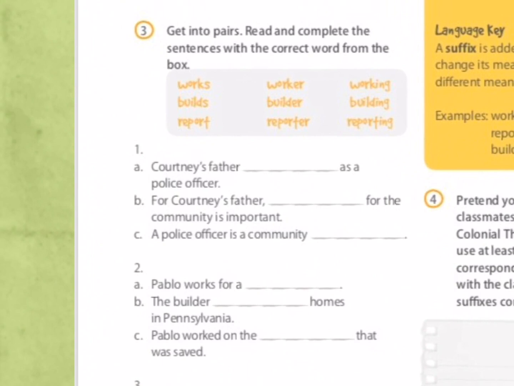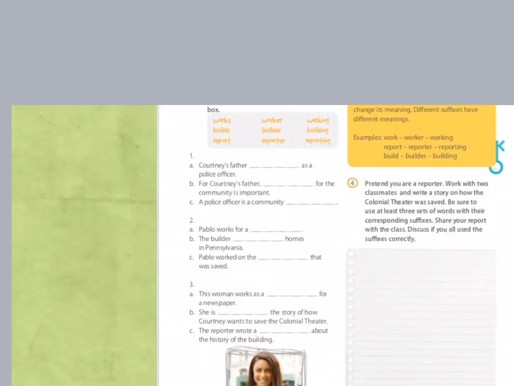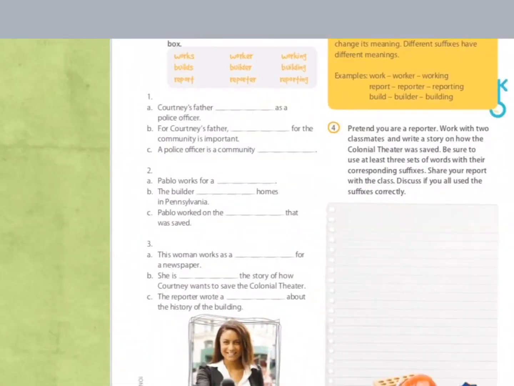Letter B. Is it working or worker? That's correct. It is working for the community is important. And then the last one obviously will be worker. A police officer is a community worker. So please finish number 2 and number 3, and tomorrow you can show it to me.